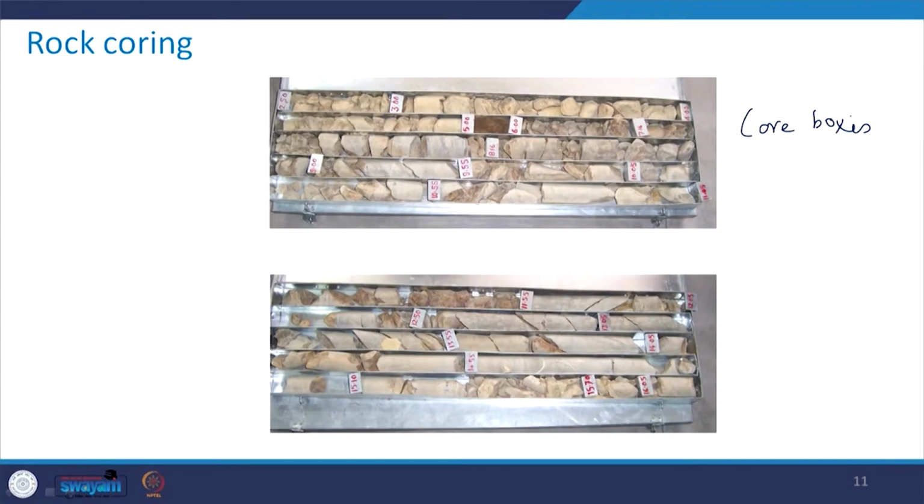Why? I will tell you. These cores are extracted, and during the process of transportation to the lab from the field, there should not be any additional crack introduced in this process. Therefore, these need to be preserved properly till we carry out the laboratory tests on the specimen.